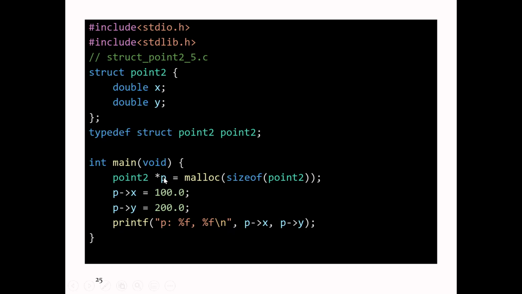So I can make a pointer to a Point2 object, and then I can set the members x and y of the structure object by dereferencing the pointer and then accessing the member. So again, you can write p arrow x equals 100, or you can write star p in brackets dot x. Either way is fine.